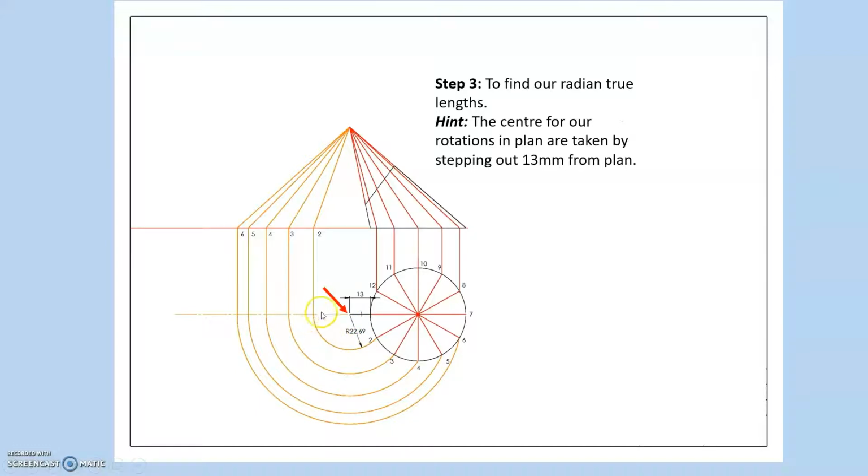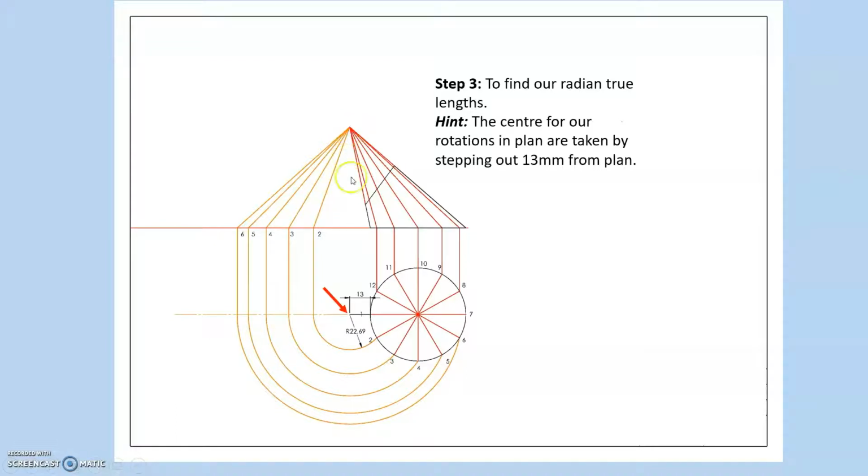When they meet the horizontal line, we're going to bring them vertically up. We're going to label all our points as well. So we're going to bring point 2, for example, around, up, and we're going to get it up here. Once we have that done for all 6 points, we're going to join them back up to the original apex up on the top.